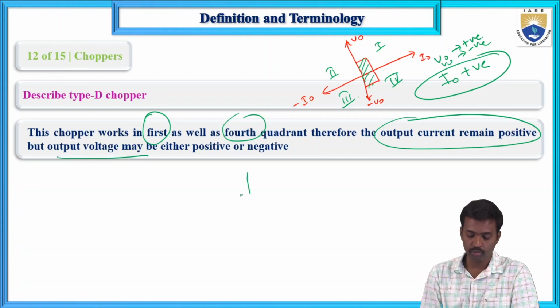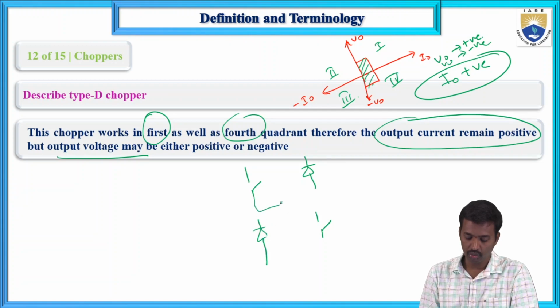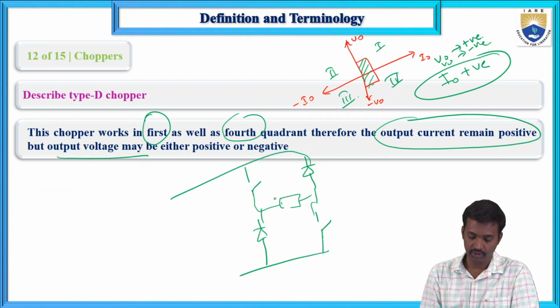So the diagram should be like this. This is one switch here, and here is a switch, and there is a diode and there is a diode, and there is a load. So the parallel combination, and next it should be like this.